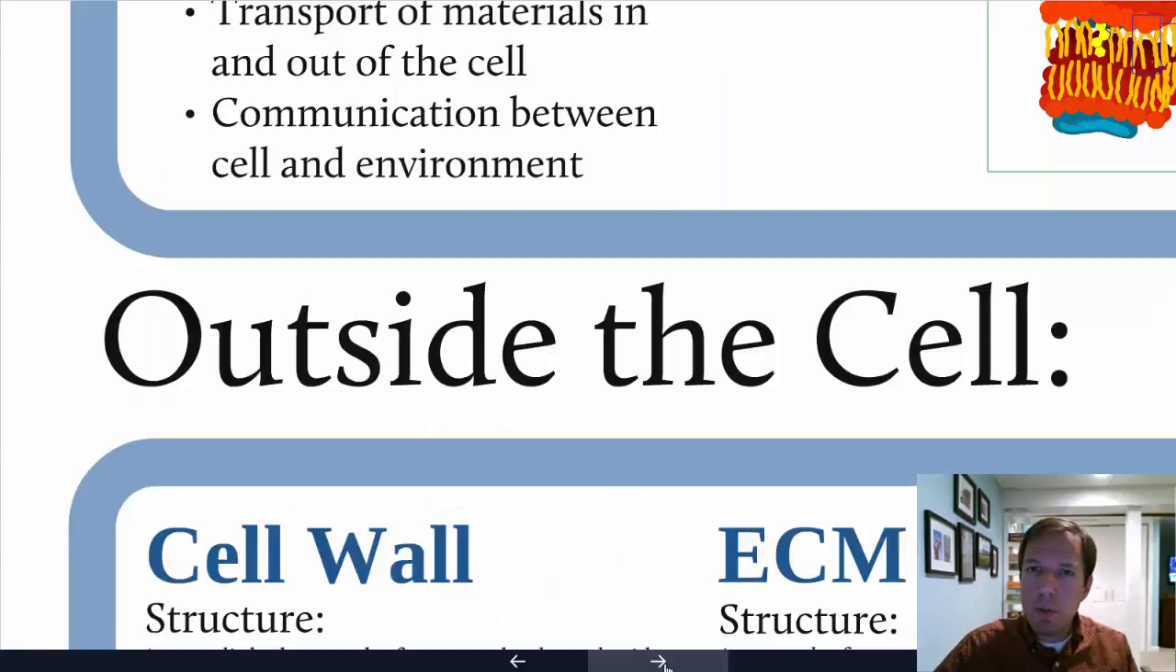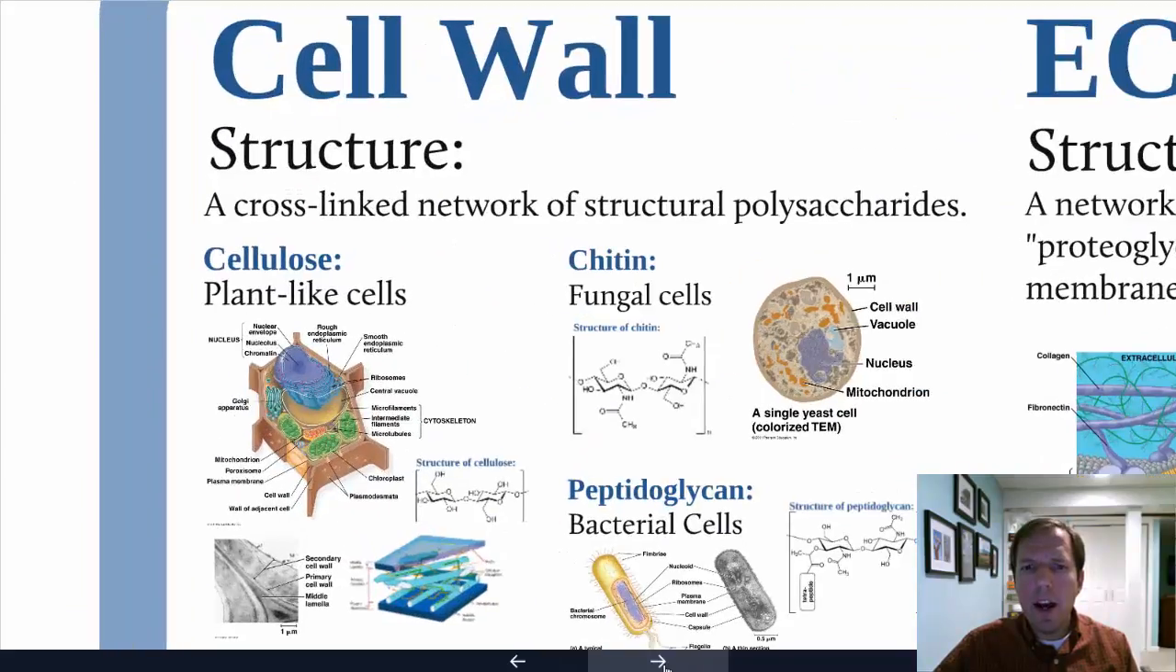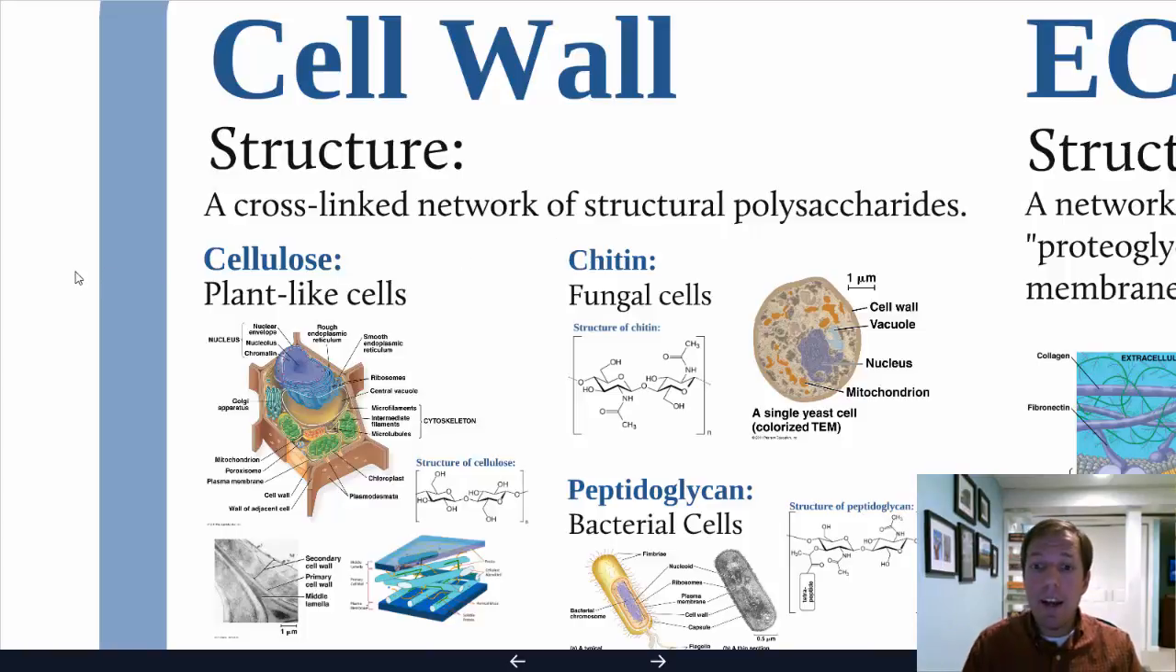Finally, I'll mention briefly some structures that aren't commonly found in animal cells. However, they are going to be significant towards your understanding of some lab work that you're going to do later in this unit, particularly the cell wall. The cell wall is a cross-linked network of structural polysaccharides. Polysaccharides are polymers of sugar molecules. These are structural because the way that they're linked together forms a very tight and very strong network that provides some important functions for the cell.